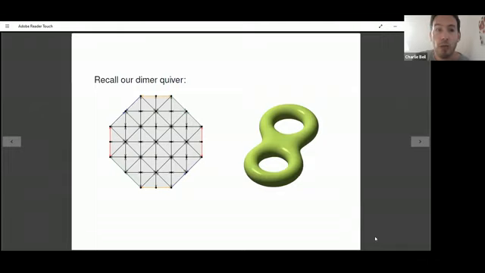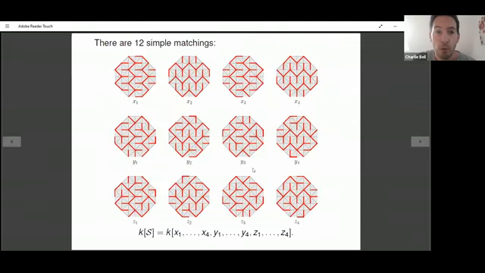Okay, so recall our dimer quiver. This one is on a genus 2 surface. And there are 12 simple matchings that we've seen these pictures before, but now we'll use them to actually look at the center of the algebra. And we can call these x1, x2, all the way to x4, y1 to y4, z1 to z4. So the polynomial ring generated by the simple matchings has these 12 variables.